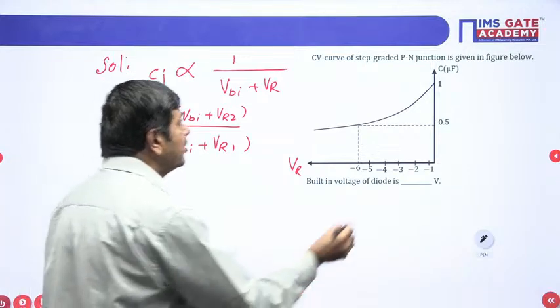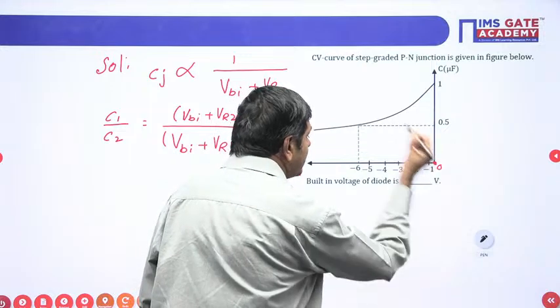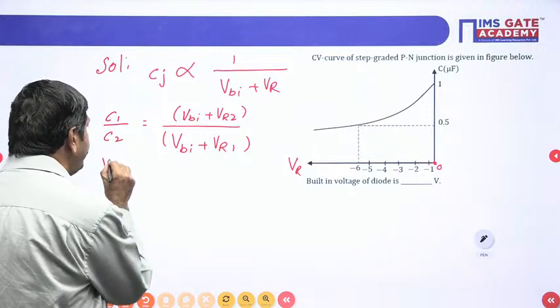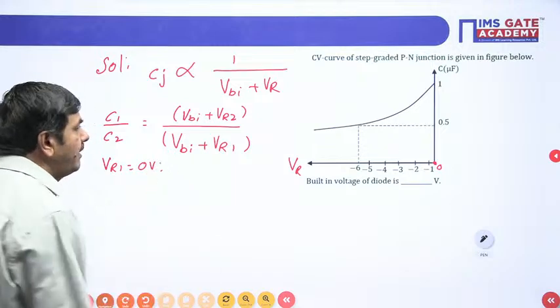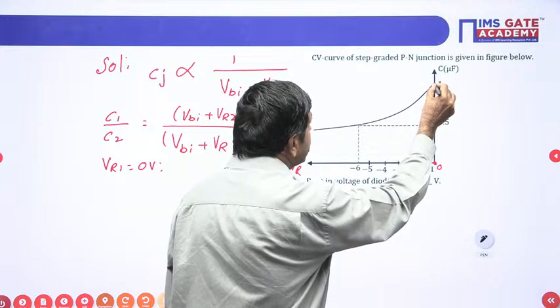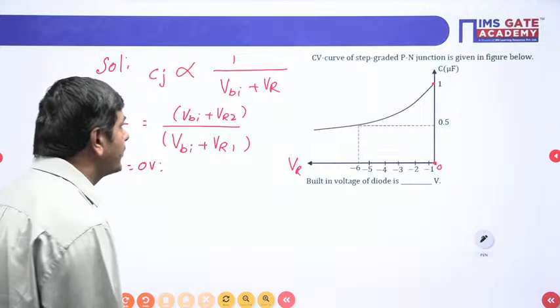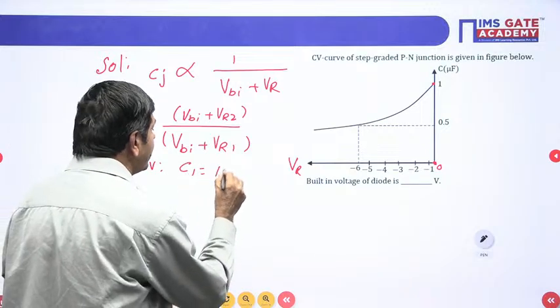What is given here? VR equal to 0 voltage, this voltage is to be taken as 0 voltage. VR1 I can take as 0 voltage. For VR1 equal to 0 voltage, from the CV curve the capacitance of the junction capacitor is 1 microfarad. C1 equals 1 microfarad I can put here.